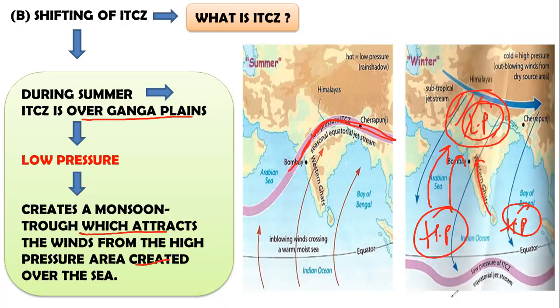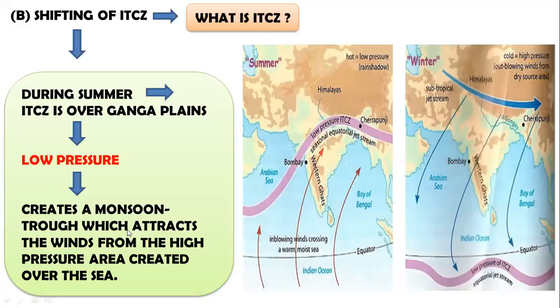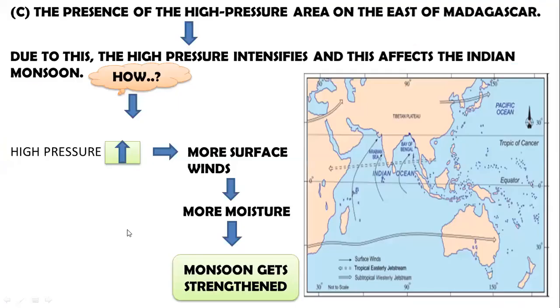Now our next reason is the high pressure area that develops at the east of Madagascar. See, Madagascar is an island that is present to the east of Africa. Now what happens? There is a high pressure area developed around Madagascar at this time. So what is happening? The low pressure area over India has become twofold. Moreover, the high pressure has become twofold at the south of India as well.